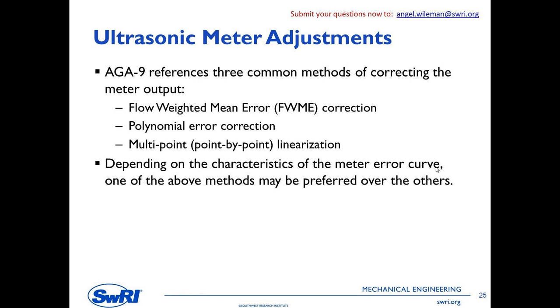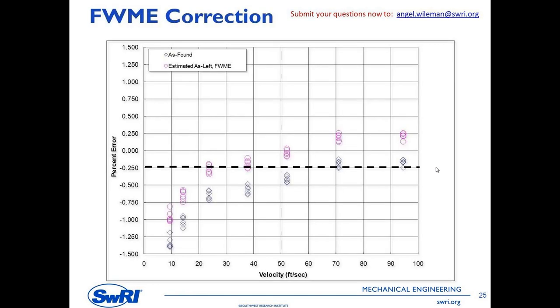So the thing is, depending on how the meter curve looks, one of these methods may be better than the other. If you have a really good meter and it's flat, it truly doesn't matter which one of these methods you use. But meters typically have a little bit of, we'll say, funk to them, and leave it at that. Different meters have different behaviors, so it's best to figure out what correction will work for one. Let me show you an example of a flow-weighted mean error correction.